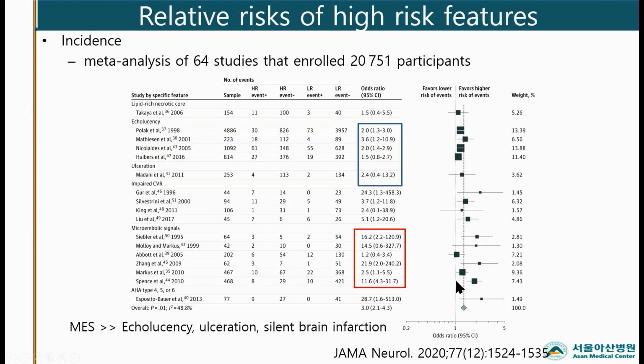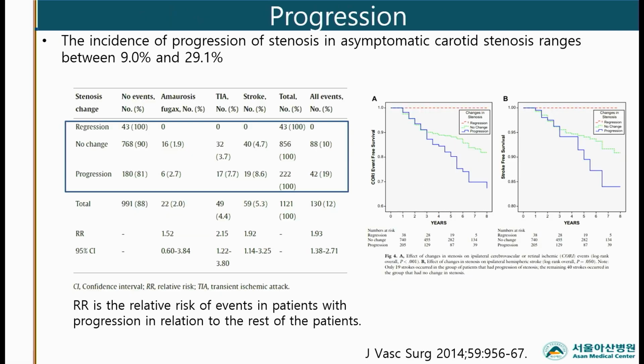How much relative risk is caused by this? Well, actually, if there is a microembolic signal, you can see the odds ratio is the highest. And if the patient has an echolucent plaque, the risk may go up to 2 to 2.5 times higher than those who do not have echolucent plaque.